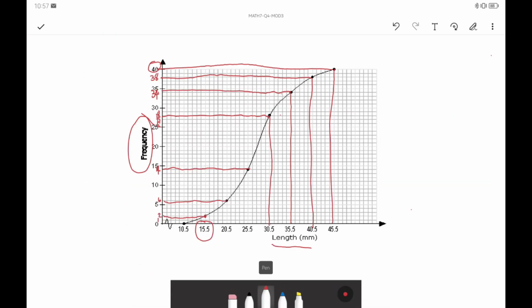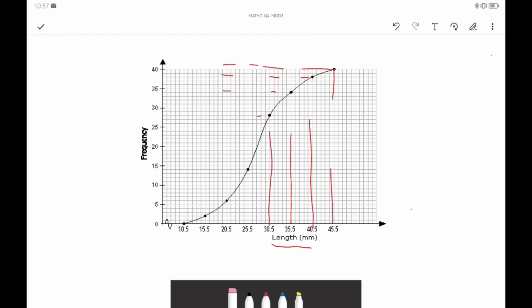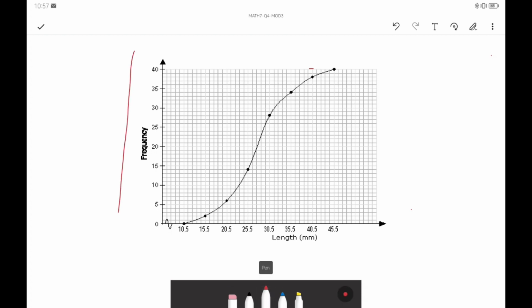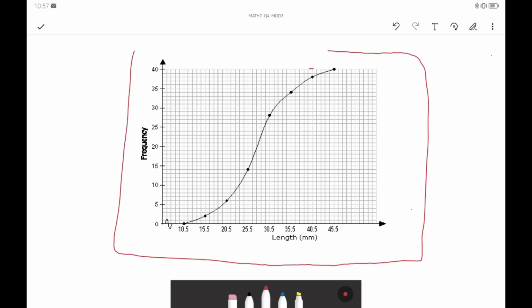Now, this is an example of an ogive. To create an ogive, you first need to look for the cumulative frequency of each data given. So, this is now our ogive.